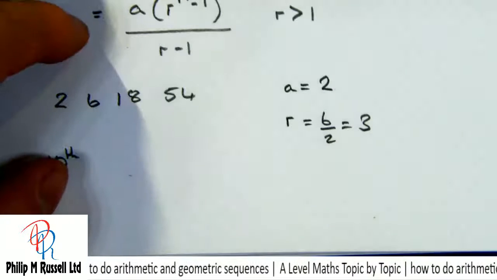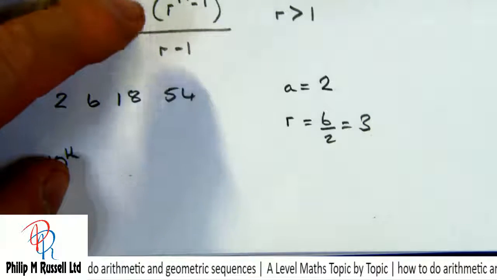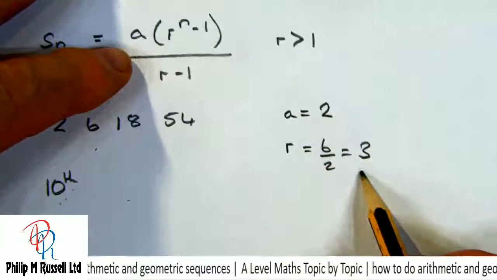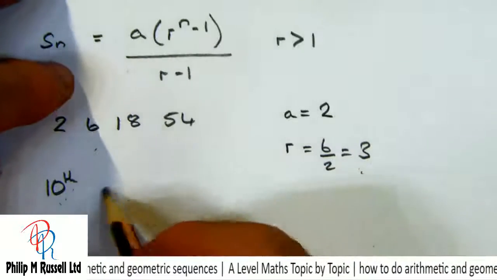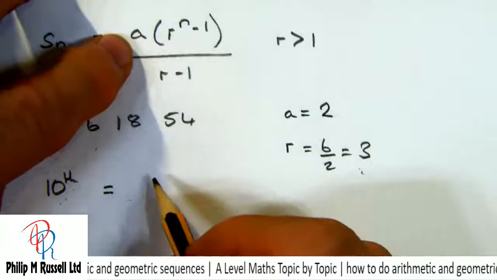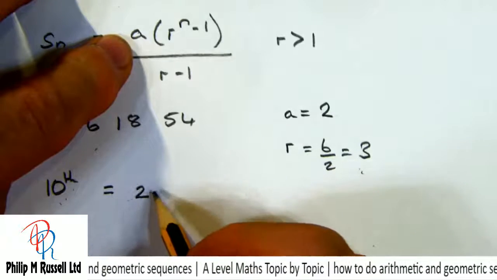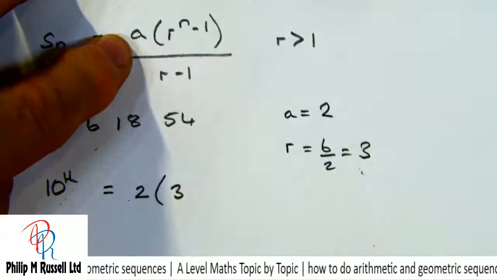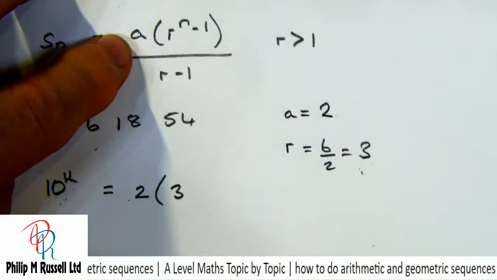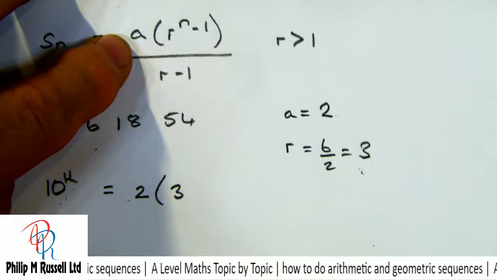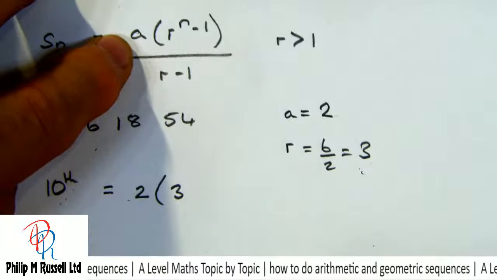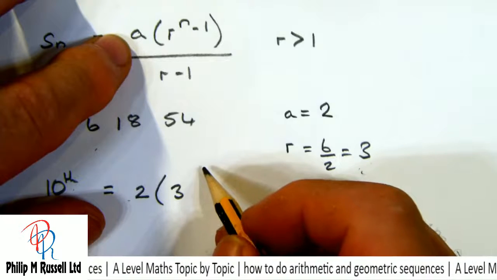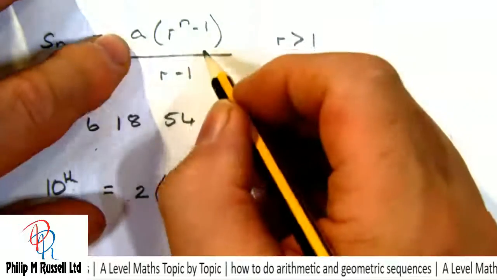Let's choose one of these formulae. That one's going to be the easiest one to choose in this case because r is greater than 1. So let's put into this formula for my 10th term. We've got 2 times r, which is 3 to the n minus 1, and for the 10th term then n is 10, so that's going to give me... I've written that wrong.